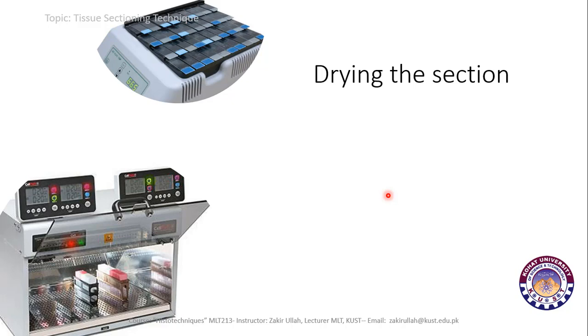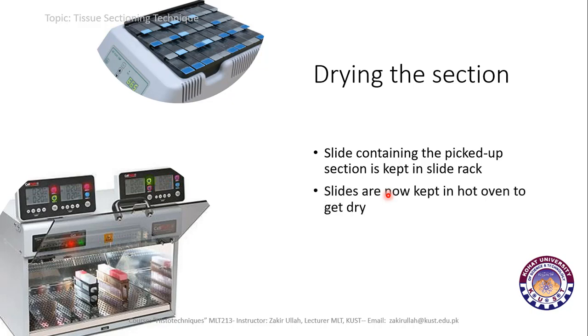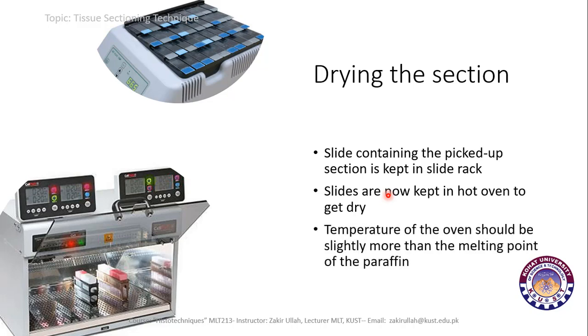Now when the sections are taken up with the slides, then these are dried. The slide containing the picked up section is kept on a slide rack, and then they are kept in the hot oven to get dry. The temperature of the oven should be slightly more than the melting point of the paraffin, so that the paraffin melts and only the tissue is left on the slide.